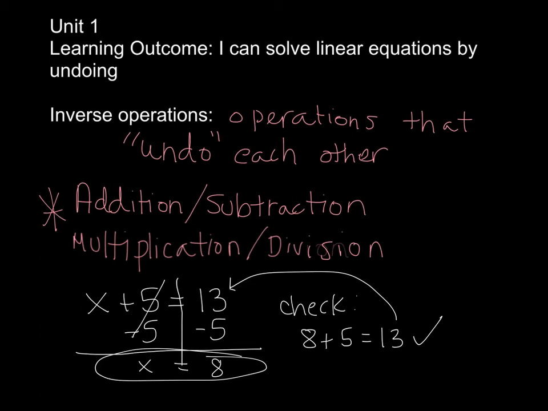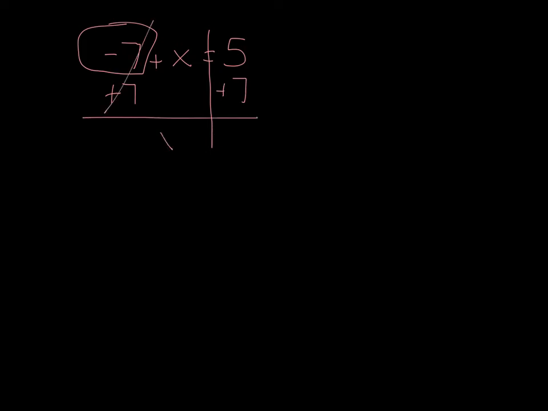Okay, let's look at a couple other examples. So if we had -7 plus x equals 5. All right, so again, draw our line down the equal sign. Now, we want to get x by itself, so we have to undo this. So we have to think about how to get that back to 0. In order to get -7 back to 0, we have to add 7 to both sides. Those cancel, and x is 12.